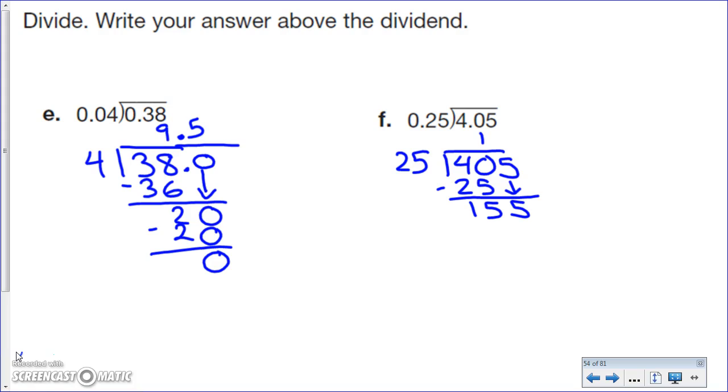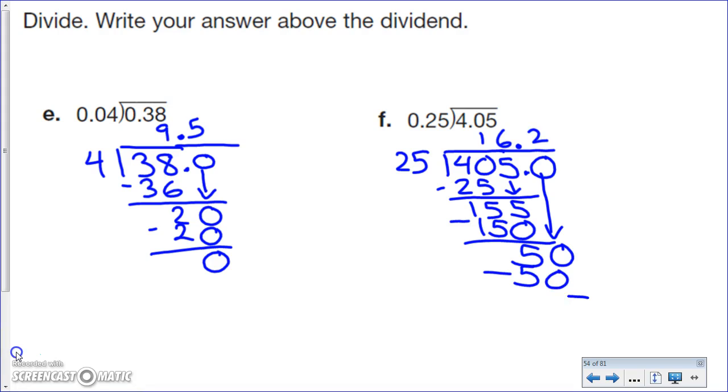It's then going to go into 155 6 times. Now, because we still have a remainder, we need to add a decimal point and add a 0. And we know that 25 goes into 50 twice. And then make sure you put the decimal in your quotient. So we get 16 2/10 as our answer.